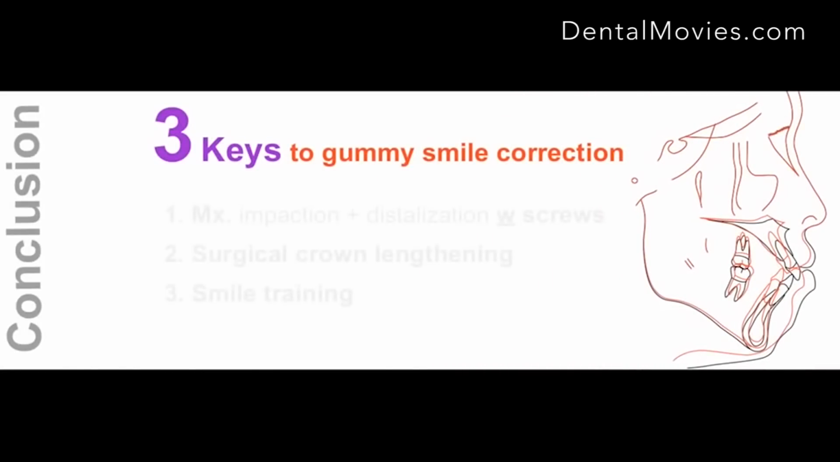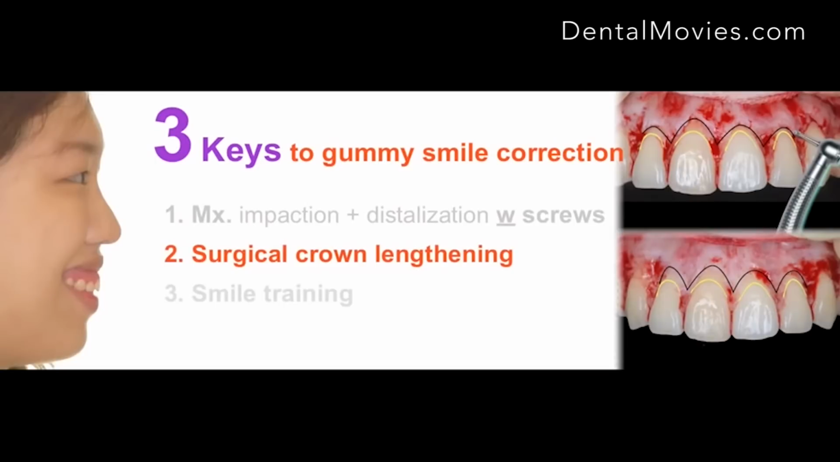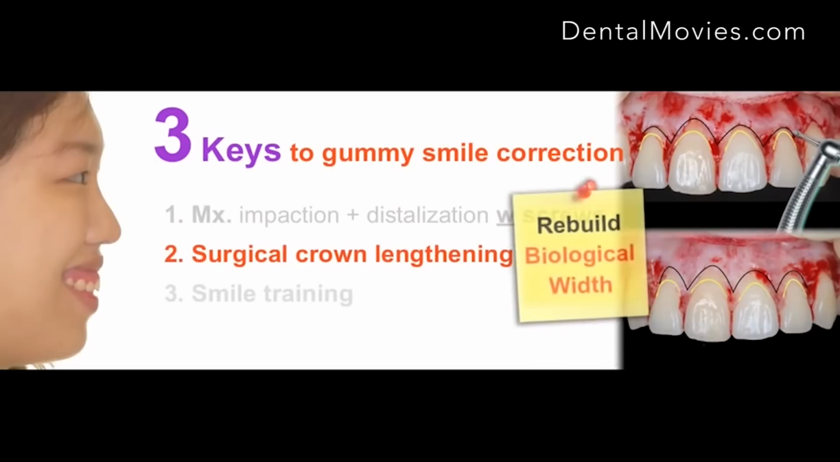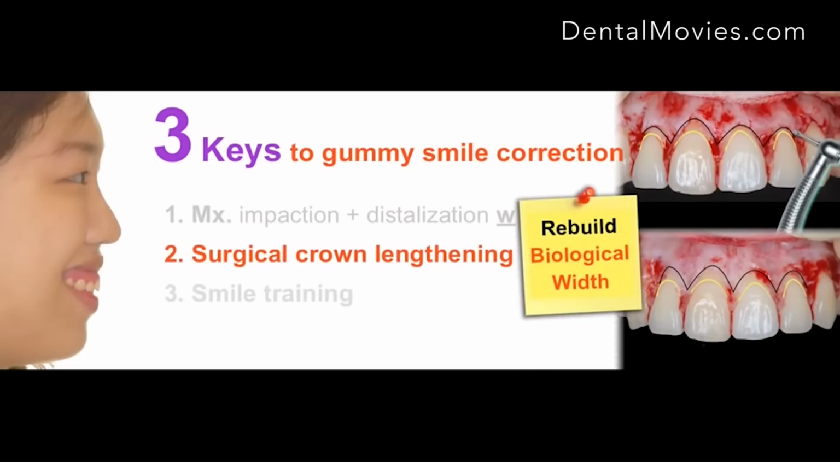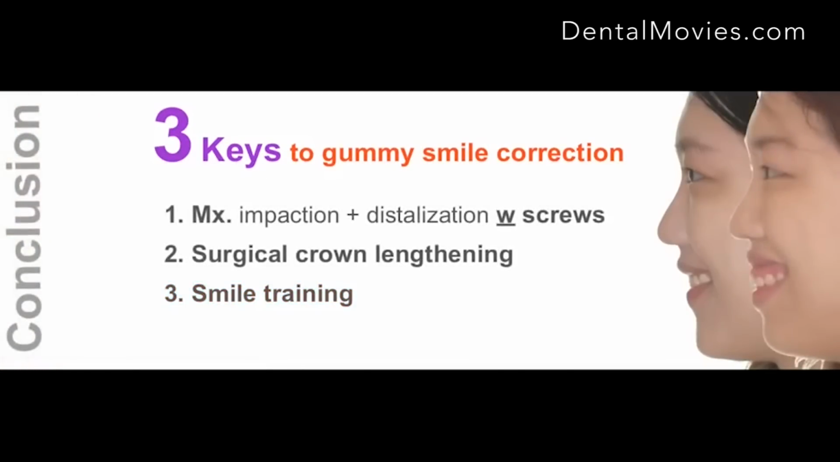Number 1, whole maxilla intrusion and distalization with screws. Number 2, surgical crown lengthening is very important to rebuild the biological width. Number 3, smile training. Just tell the patient, don't smile too big, otherwise you won't look sweet, okay?